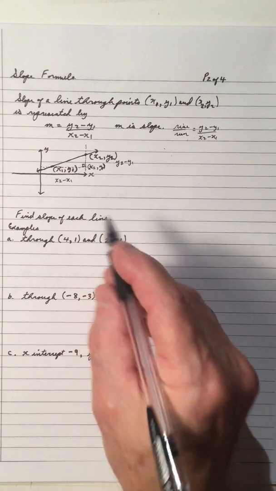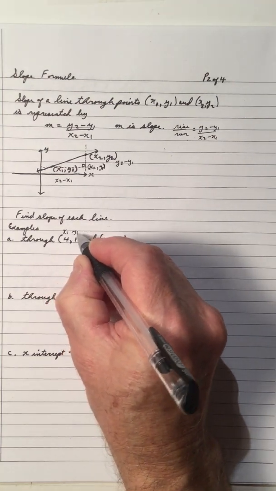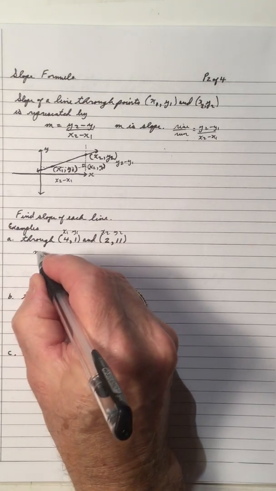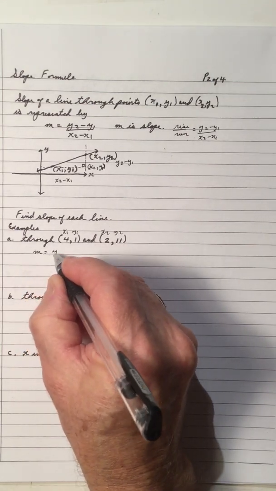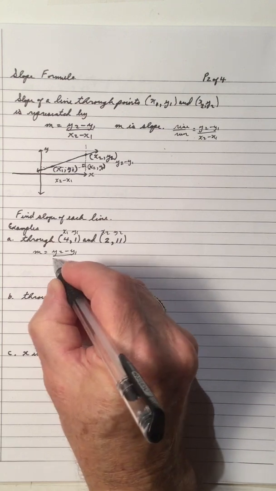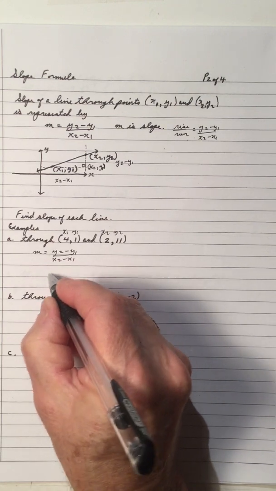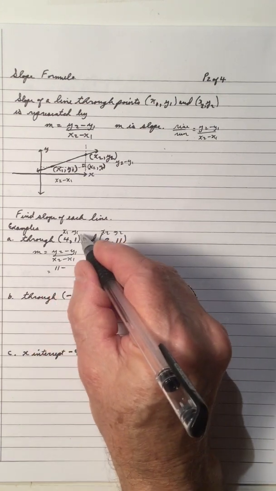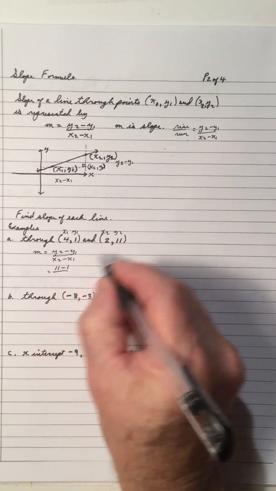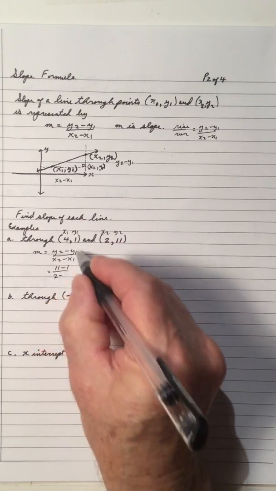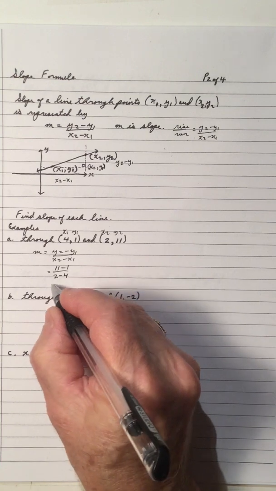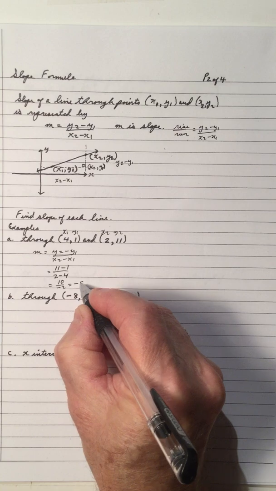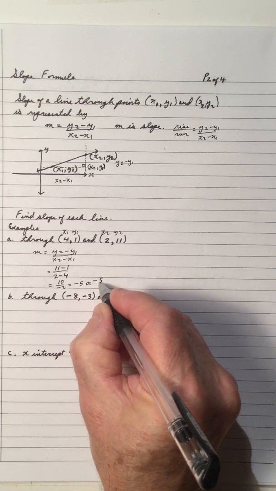Find the slope of each line. Well, this point is x1, y1. This point is x2, y2. So the slope of a line is y2 minus y1 over x2 minus x1. And y2 is 11, y1 is 1, x2 is 2, minus 4. And that's 10 over negative 2, which is negative 5, or negative 5 over 1.